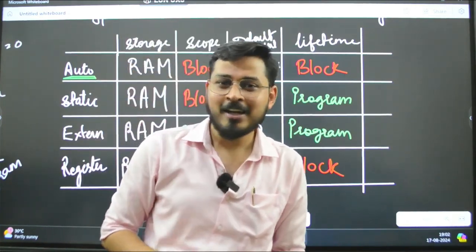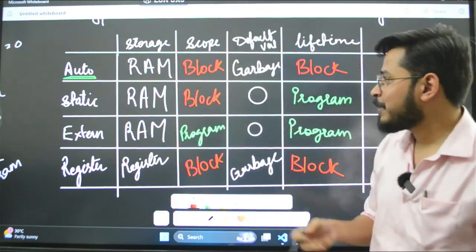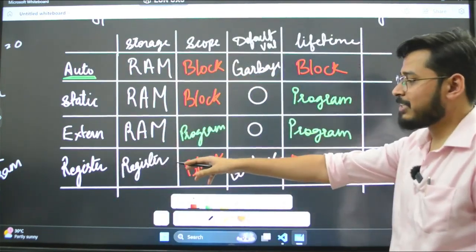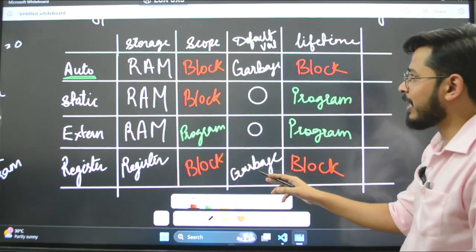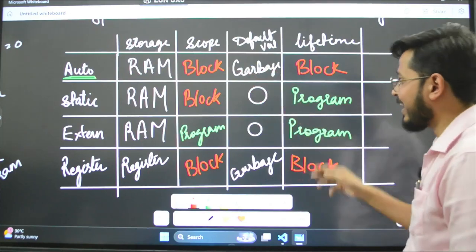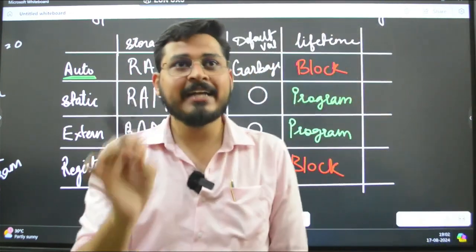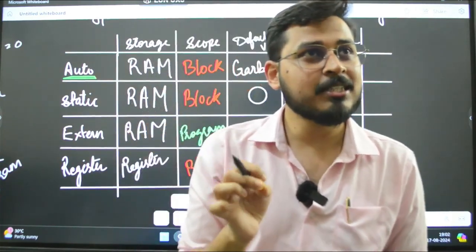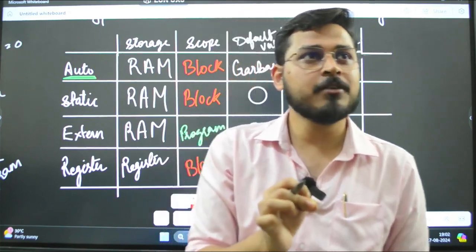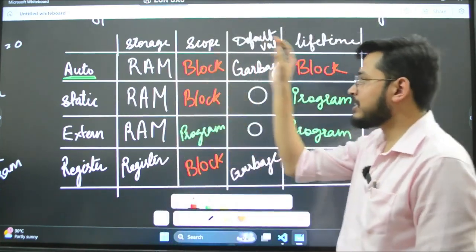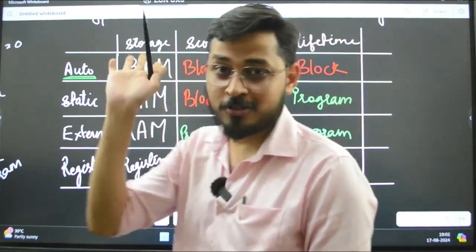I hope this is very much clear to all of you. So, register gets created into the register. It has block scope, it has garbage value just like how auto works, and it has the lifetime as block. Any doubts, please ask me guys in the chat, in the comment section, wherever. Okay, these are your 4 different types of storage classes. I hope you have understood this really well.